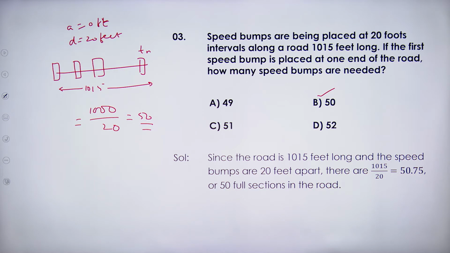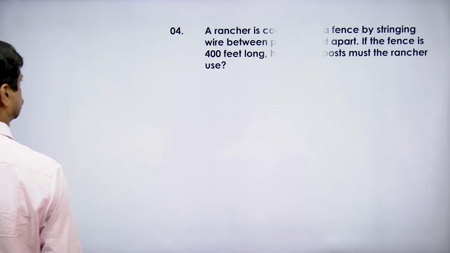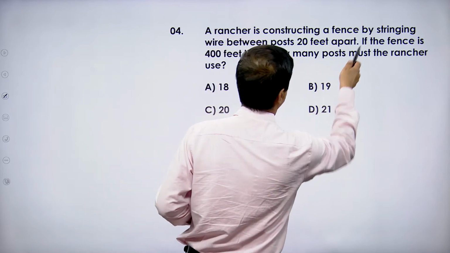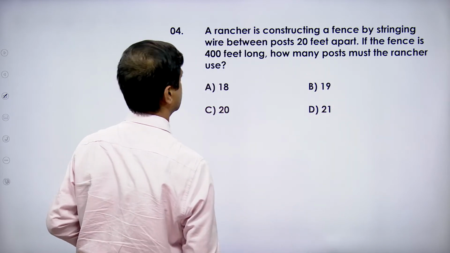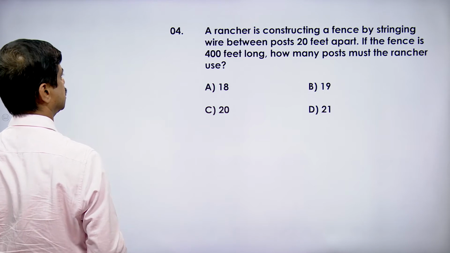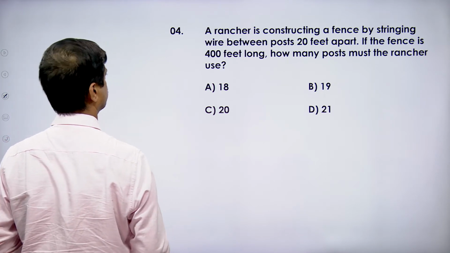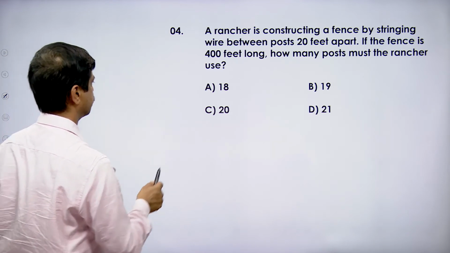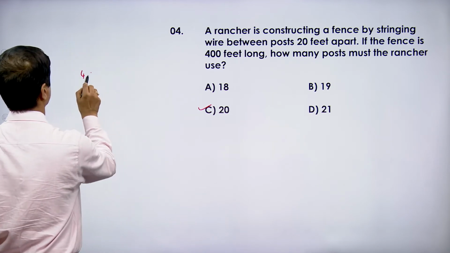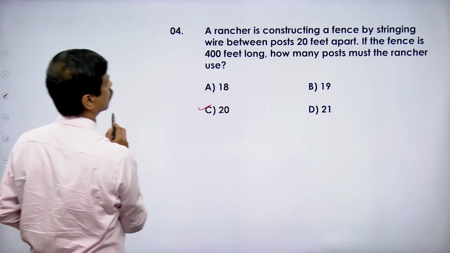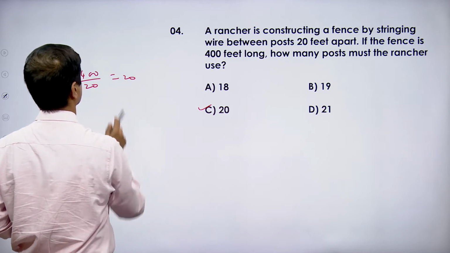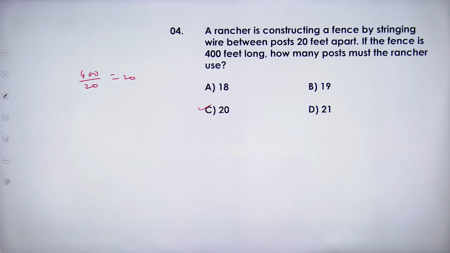Right, children, let us go to the next question. A rancher is constructing a fence by stringing wire between posts 20 feet apart. If the fence is 400 feet long, how many posts are needed? So simple, no? 400 by 20, that is 20. Okay, please note it fast, quick.